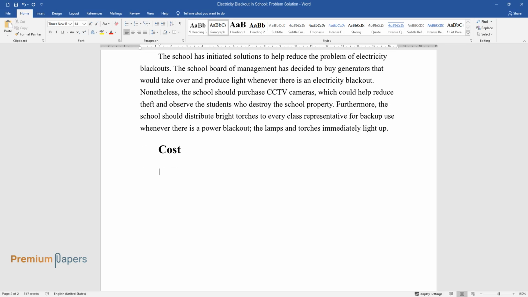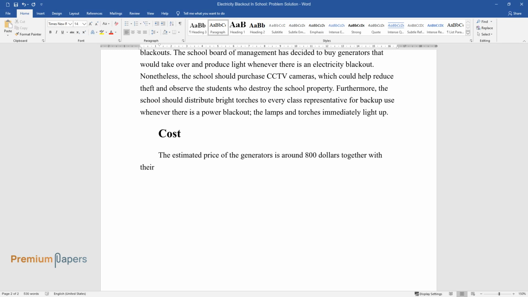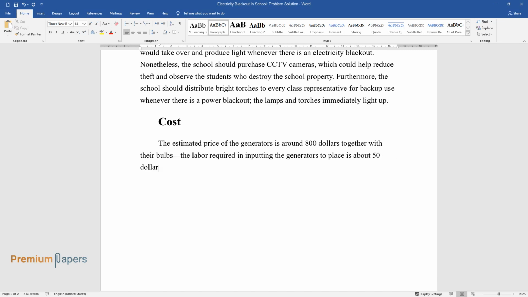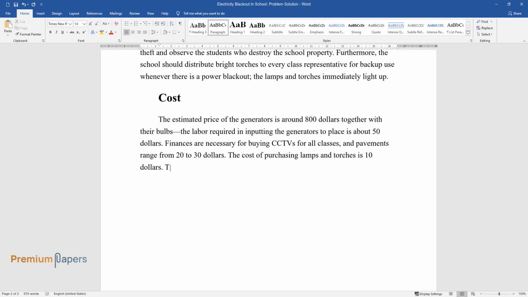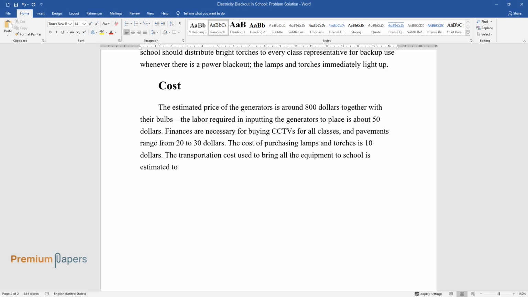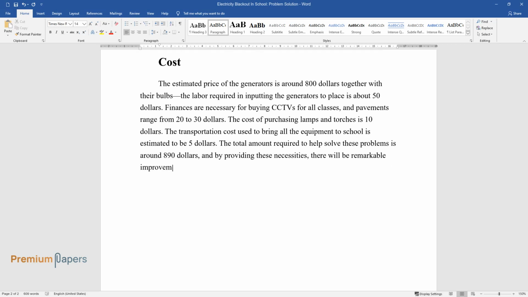Cost. The estimated price of the generators is around $800 together with their bulbs. The labor required in putting the generators in place is about $50. Finances are necessary for buying CCTVs for all classes, and pavements range from $20 to $30. The cost of purchasing lamps and torches is $10. The transportation cost used to bring all the equipment to school is estimated to be $5. The total amount required to help solve these problems is around $890, and by providing these necessities, there will be remarkable improvements in every field.